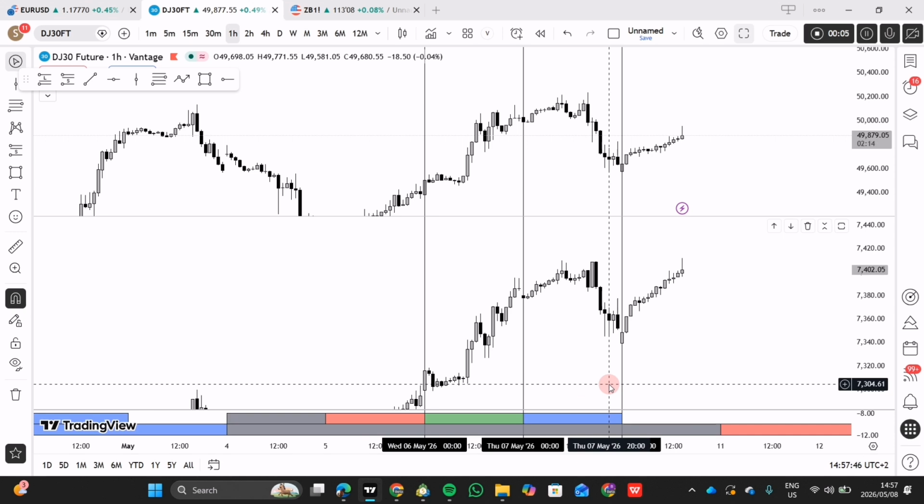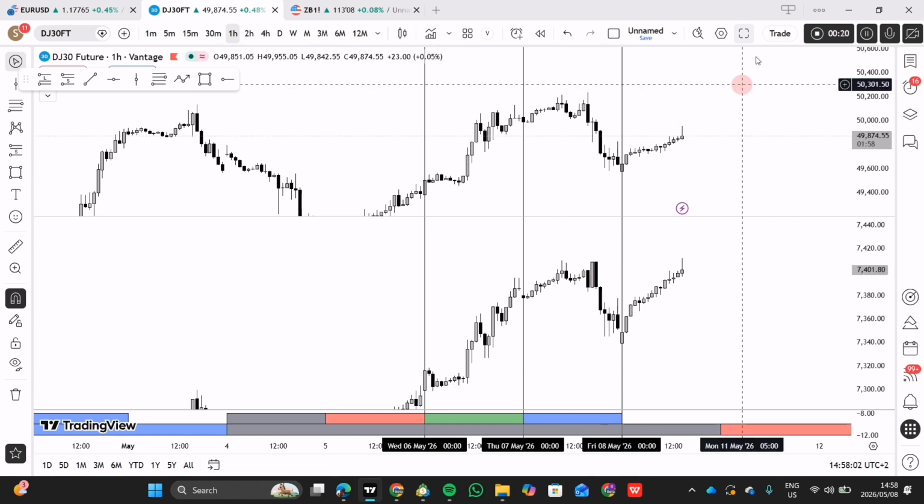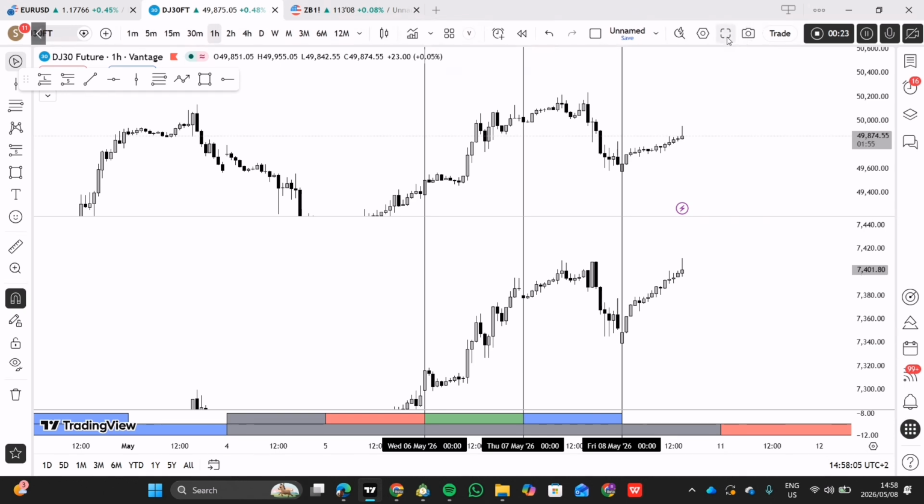Yo guys, welcome back, okay? So as I promised, I would do a trade breakdown of the trade we took yesterday on Thursday on the S&P 500, on the ES. So let's just jump straight into it and waste no further time, okay?